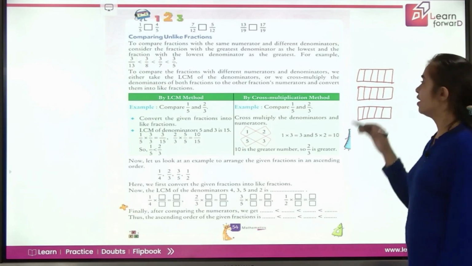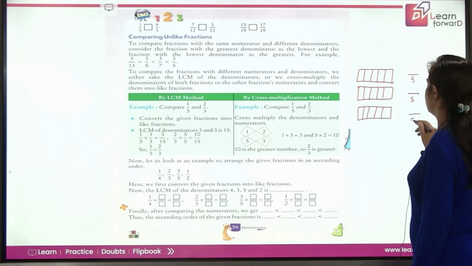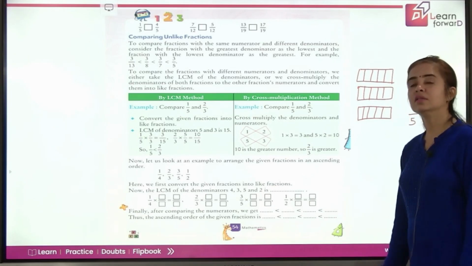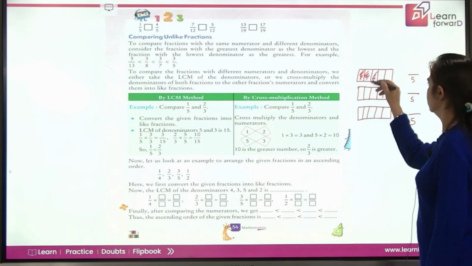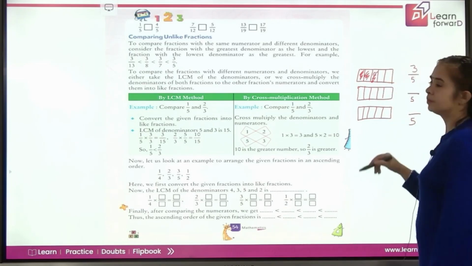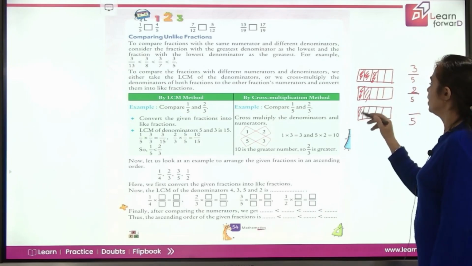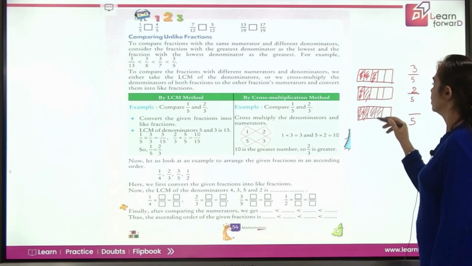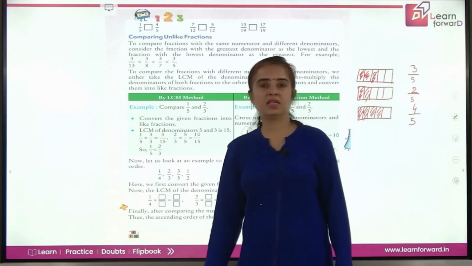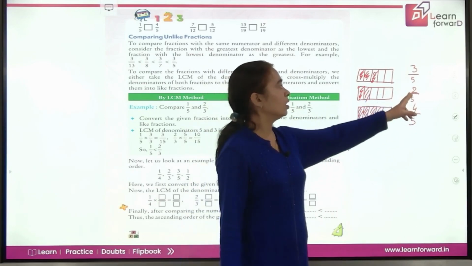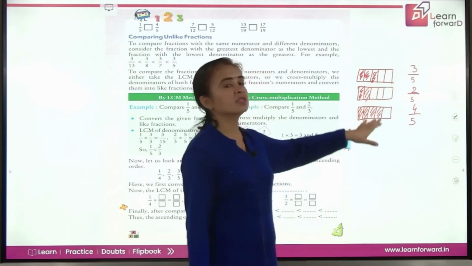Now what do you see? Every time I am making a total of 5 parts, that means my denominator will always, in all 3 ways, be 5 only. But how many parts am I getting here? 3. How many parts am I getting here? 2. How many parts am I getting here? 4. Right? Now, because the share is increasing or decreasing depending on the numerator, how many pieces am I getting? This will tell me which fraction is bigger or smaller.